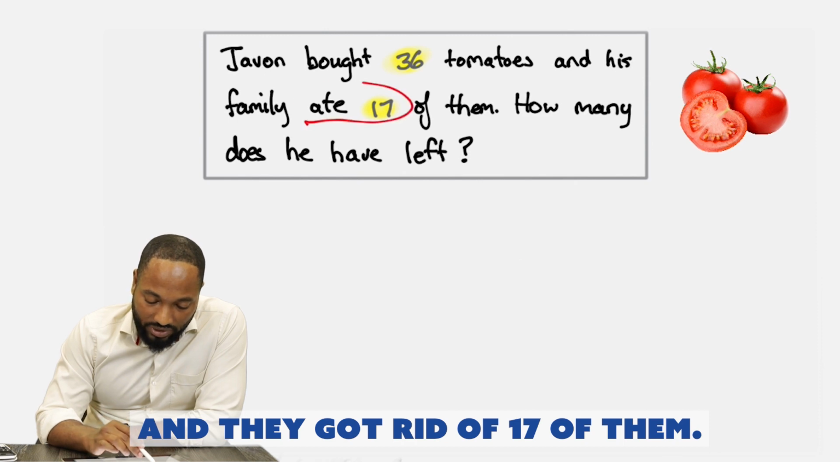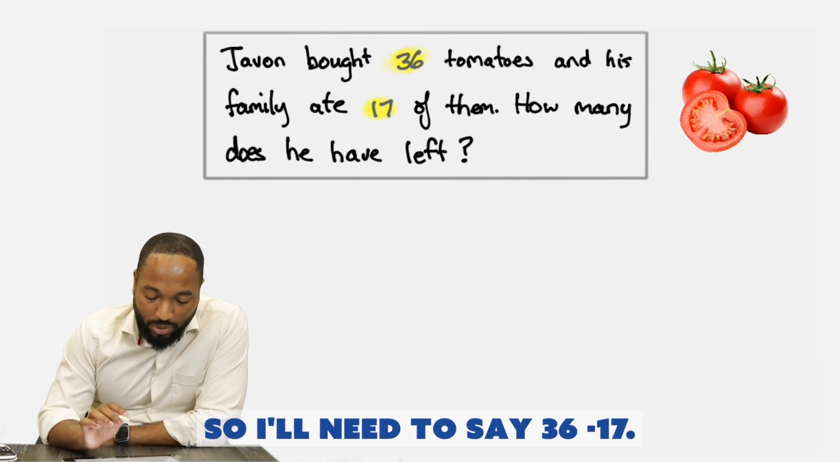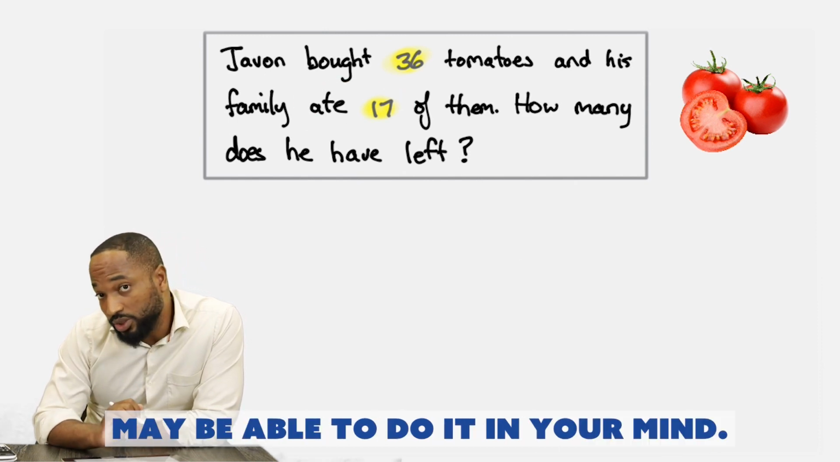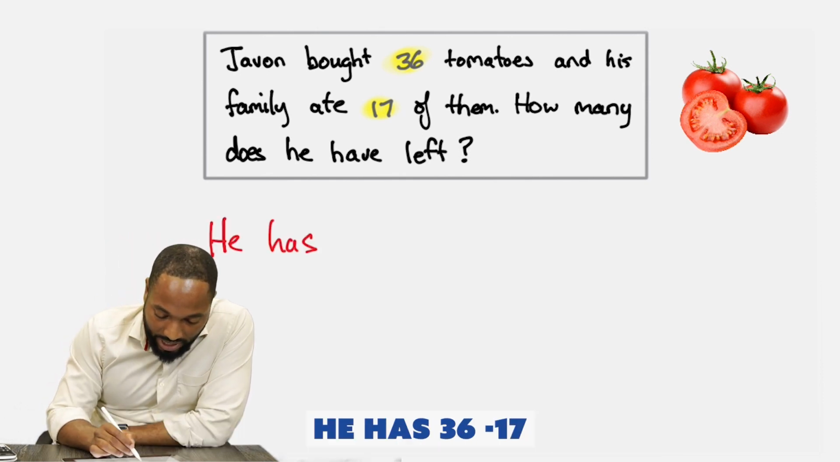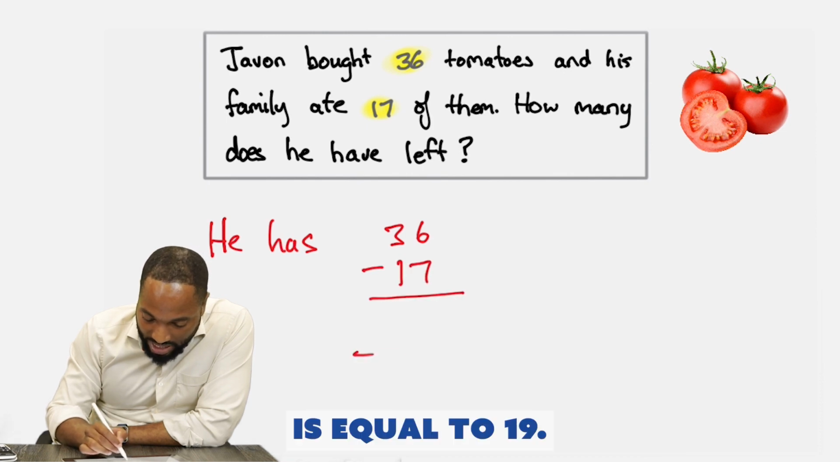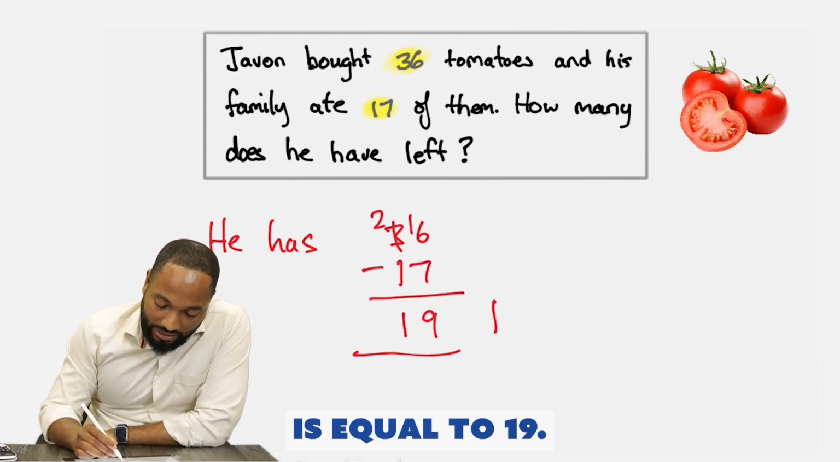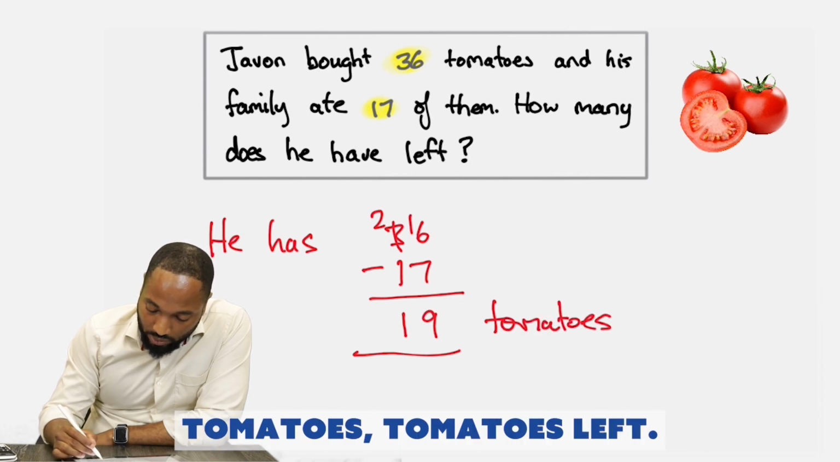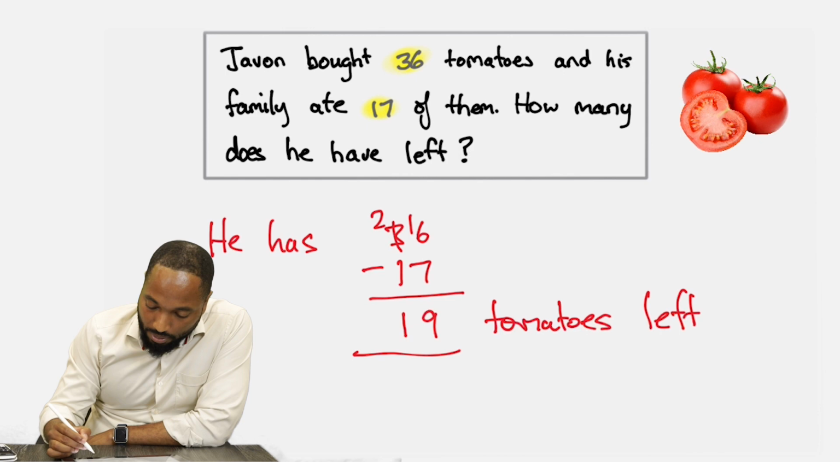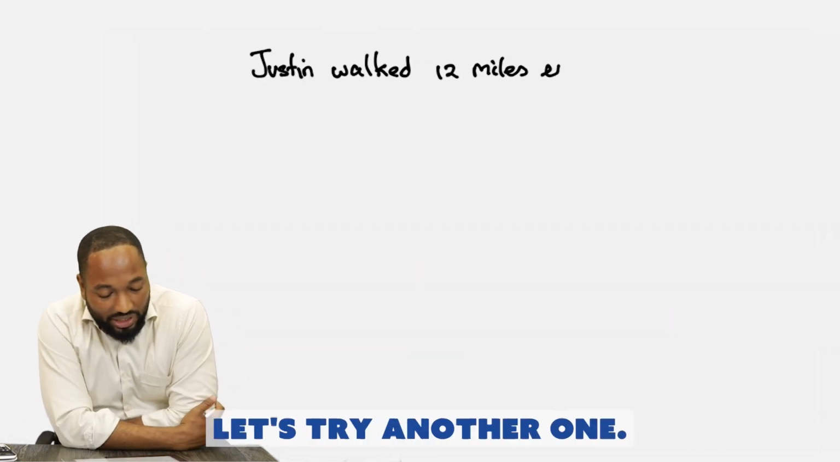And they got rid of 17 of them. So I'll need to say 36 minus 17. Some of you all may be able to do it in your mind. If not, let's put it in a statement. He has 36 minus 17 is equal to 19 tomatoes left. That was good. Let's try another one.